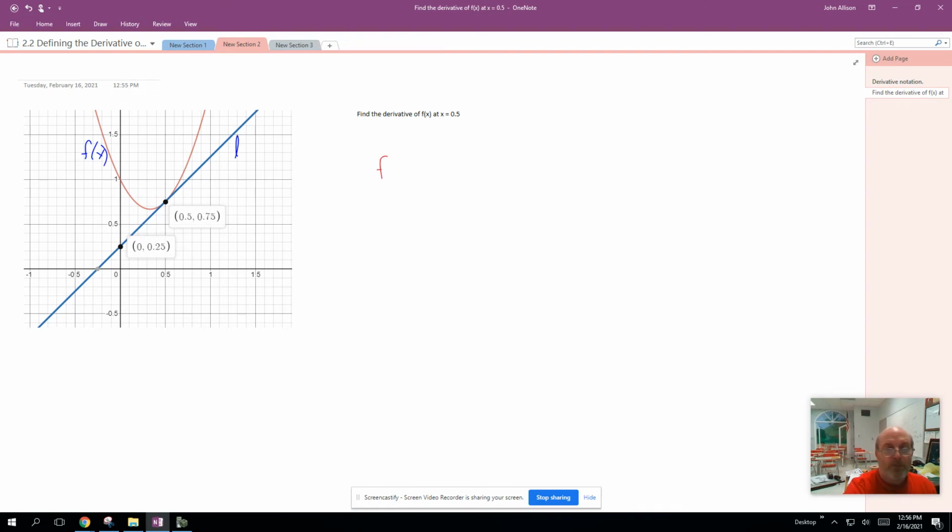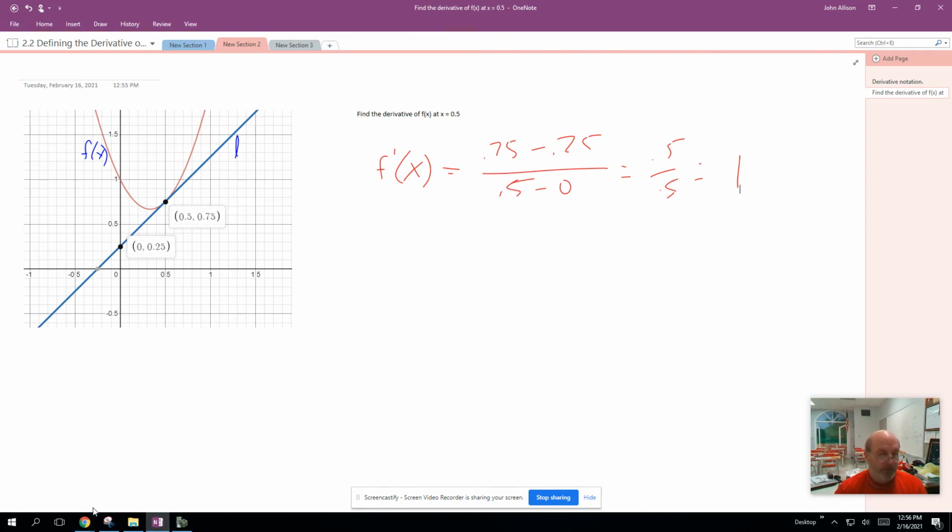So remember, we find the slope of the tangent line, which is also equal to f prime of x, which is going to be y2 minus y1 over x2 minus x1. I get 0.5 over 0.5. That means the derivative of the tangent line at x equals 0.5 is just 1.